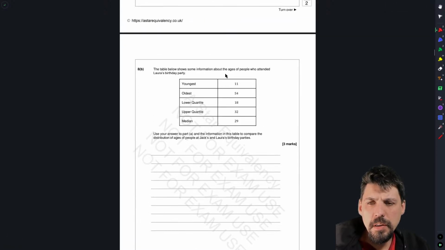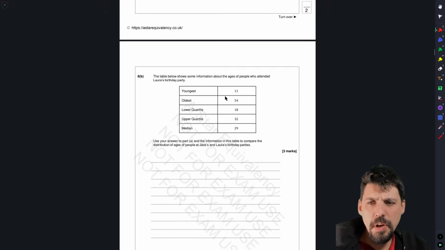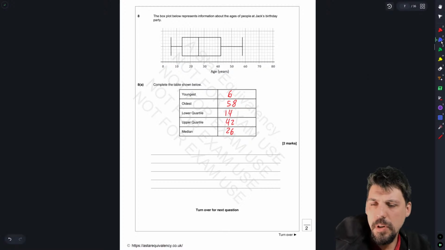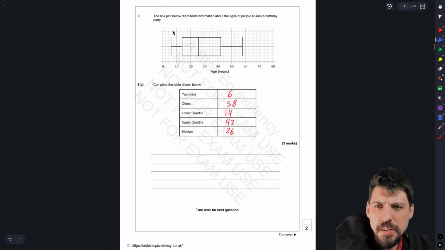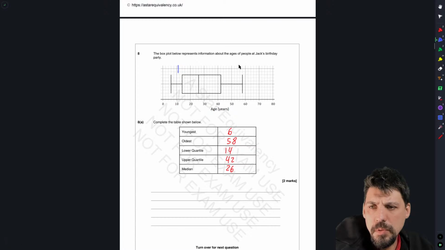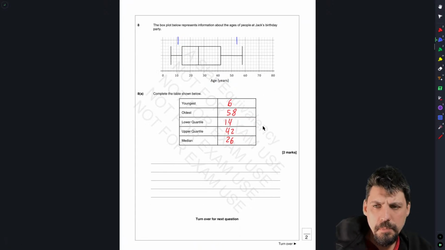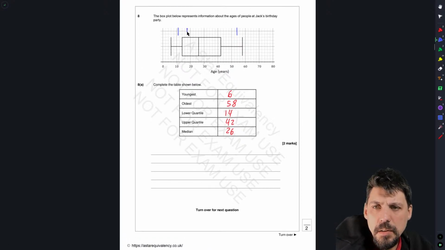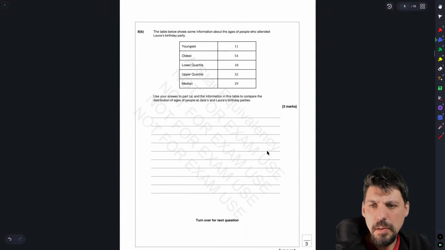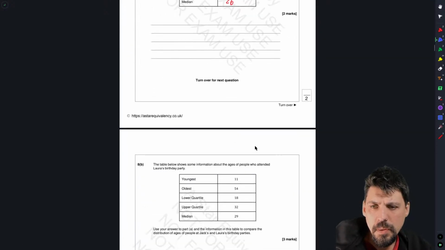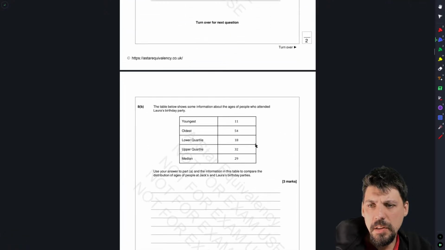Right, so, age of people, Laura's party. Do you know what? I'm going to draw this on my one. So youngest is at 11. Let's do this in blue. So youngest for them is 11, so somewhere there. Oldest is at 54. Somewhere there. Lower quartile is at 18. Median at 29, so somewhere there. Upper quartile at 32.